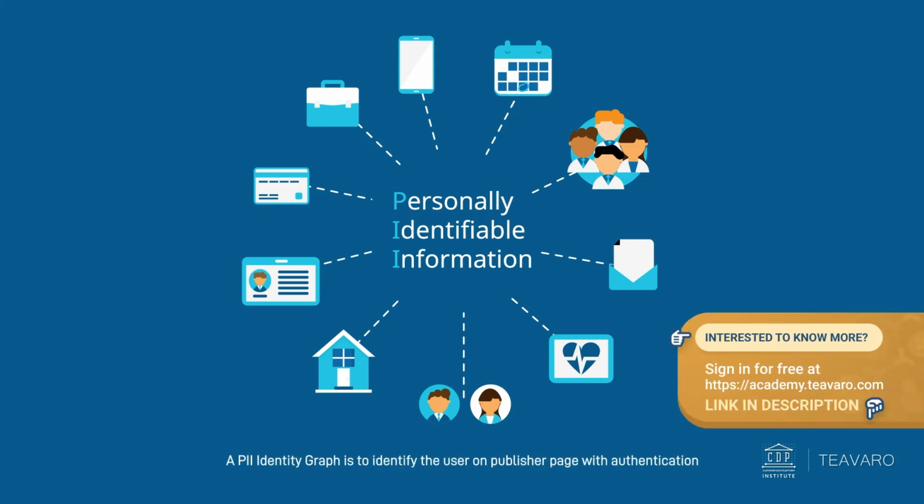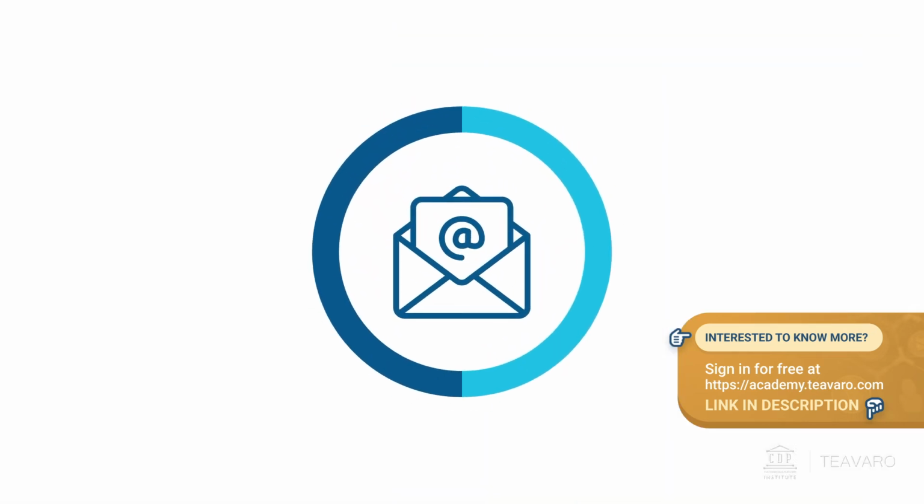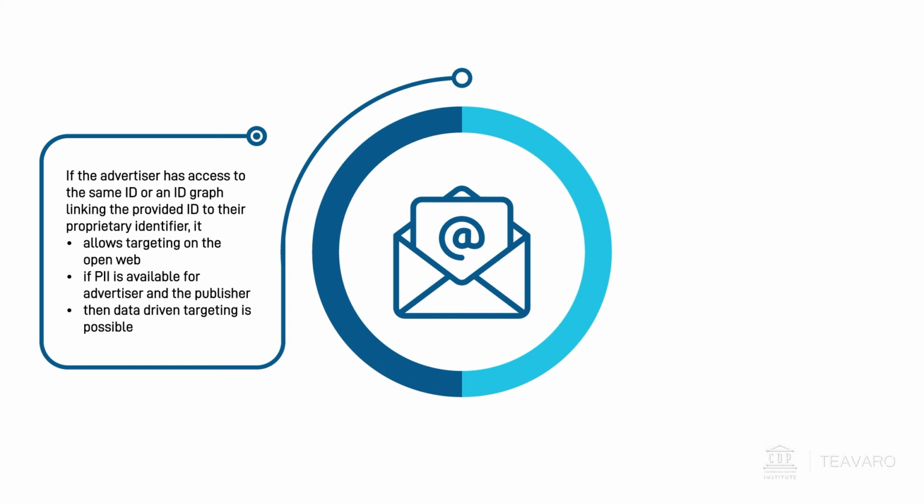The concept of a PII identity graph is to identify the user on the publisher page with authentication. In most cases, email addresses are used as this identifier. If the advertiser has access to the same ID, or an ID graph linking the provided ID to their proprietary identifier, it allows targeting in open web based on the authenticated identity, only if the specific piece of PII is available on both the advertiser's and the publisher's side.